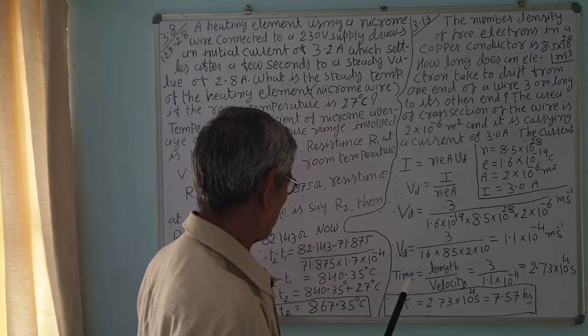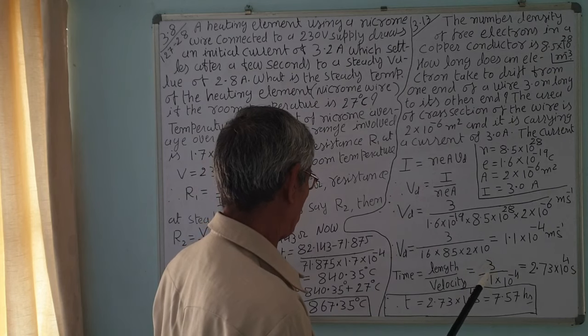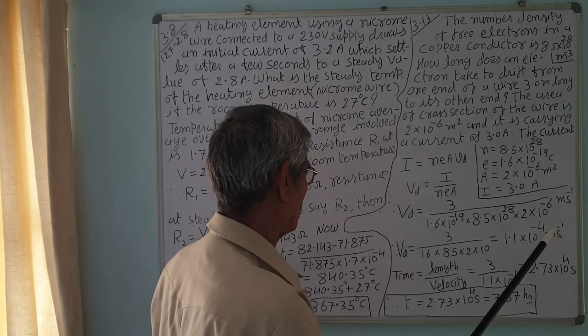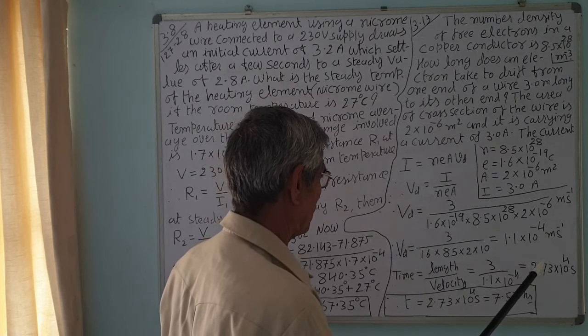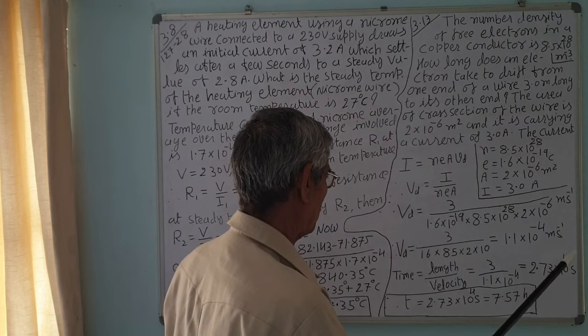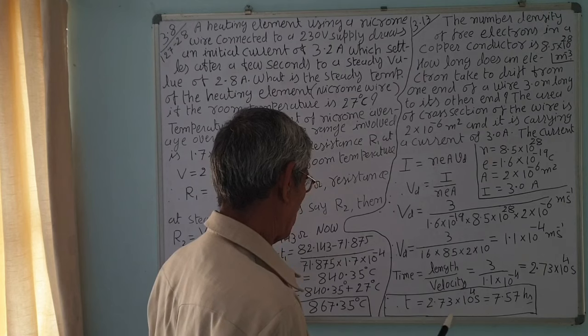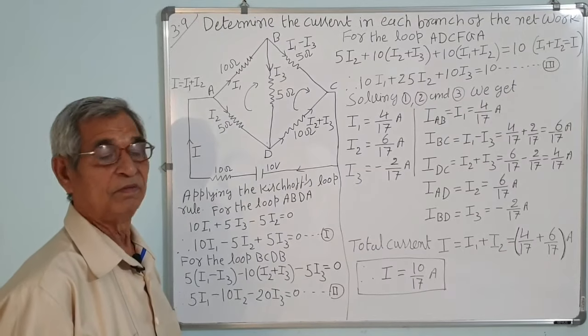The time taken is length upon velocity. The length of the conductor is 3 meters upon the drift velocity 1.1 × 10^-4, that is equal to 2.73 × 10^4 second. It is a very large time, that is equal to about 7.57 hours.